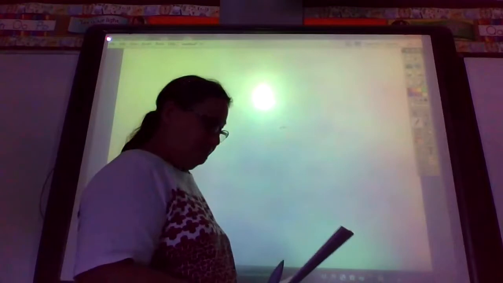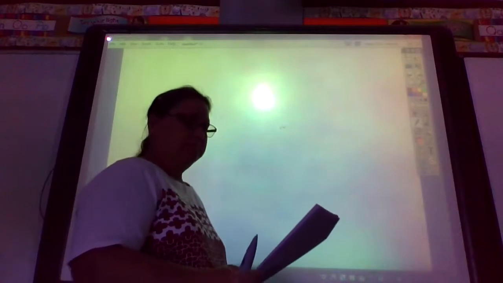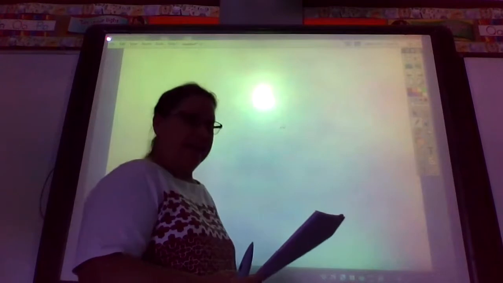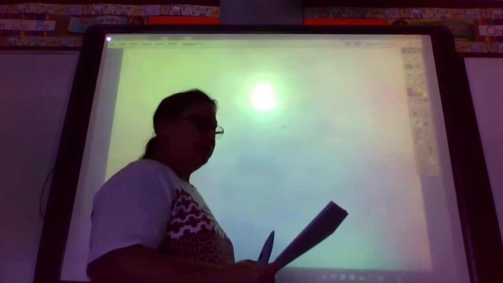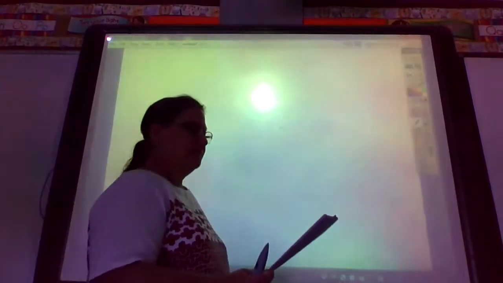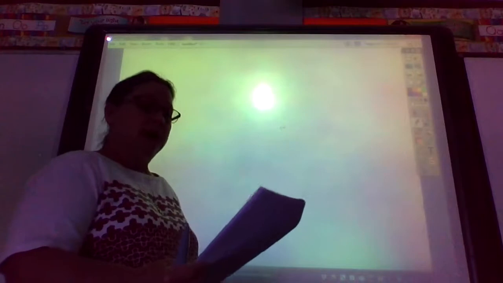Our application problem. Today, our application problem reads like this. Sarah's mom bought 4 boxes of crackers. Each box had 3 smaller packs of 10 inside. How many crackers were in the 4 boxes? Let's listen to that again. Sarah's mom bought 4 boxes of crackers. Each box had 3 smaller packs of 10 inside. How many crackers were in 4 boxes?